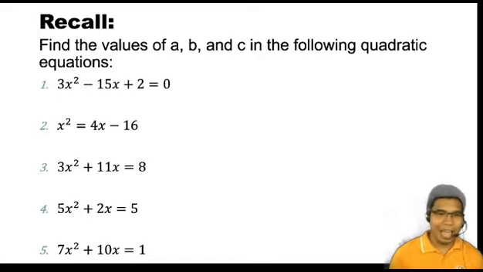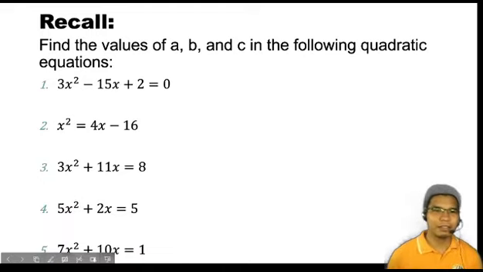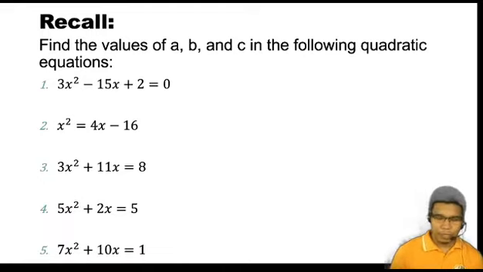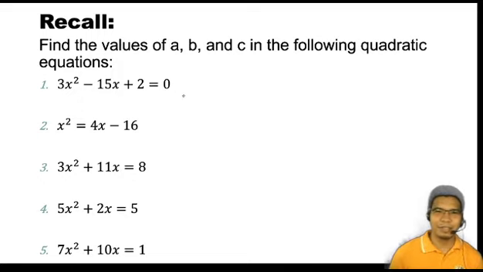Let us have the first example. We are given 3x squared minus 15x plus 2 equal to 0. As you can see, this quadratic equation is already in standard form, written as ax squared plus bx plus c. That's why it's easy for us to get the values of a, b, and c. Take note, going by the recall, a is the numerical coefficient of the quadratic term, or the x squared. b is the numerical coefficient of the linear term, or x. And c is our constant term.